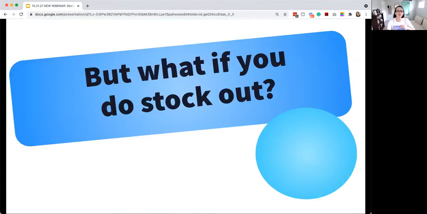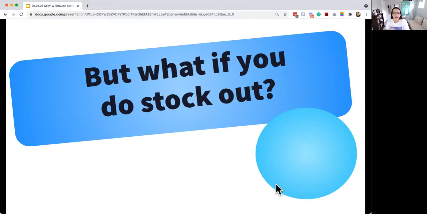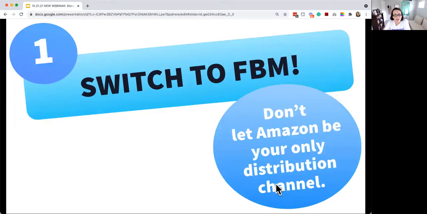All right, so what if you do stock out? What are you going to do? How do you keep Amazon from completely tanking your restock limits? So you have put everything on a boat, it got stuck in the port, and now you're stocking out of your best-selling product, and you want to make sure that you have restock limits and storage space available for when it actually arrives. So the first thing would be to switch to FBM.